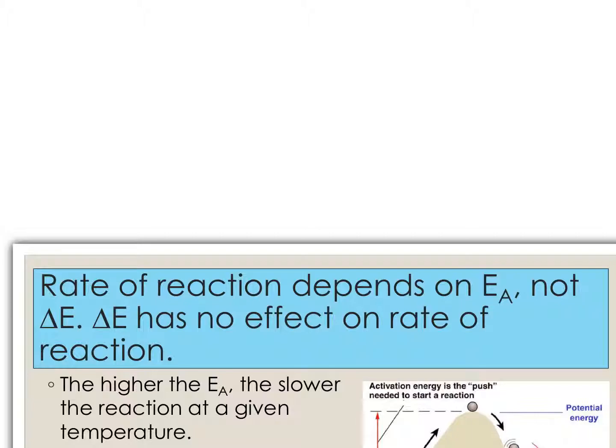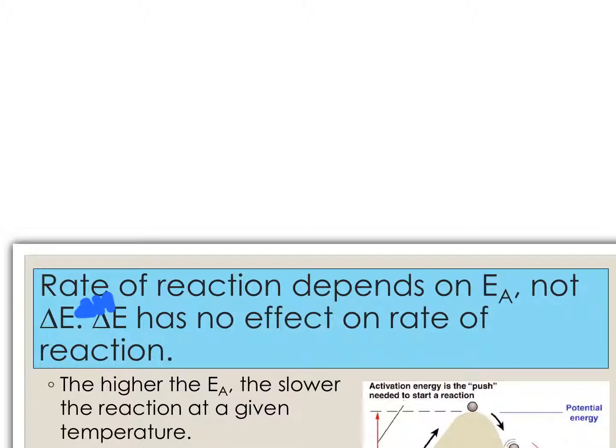So the rate of the reaction is going to depend on activation energy, not on delta E, the total change in energy, or the delta H, right? Delta H has no effect on the rate of the reaction. That's just how much energy is absorbed or released overall. No matter how fast that reaction goes, this reaction has a set change in energy.